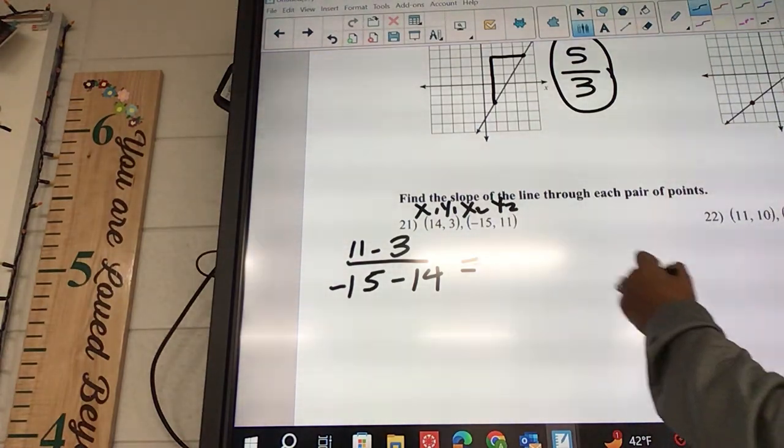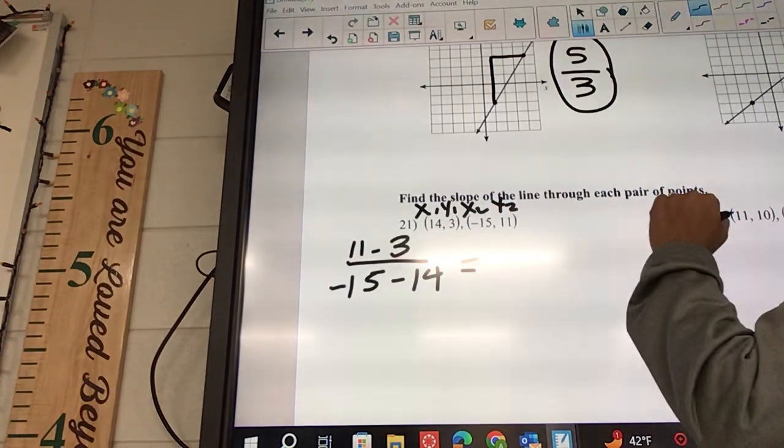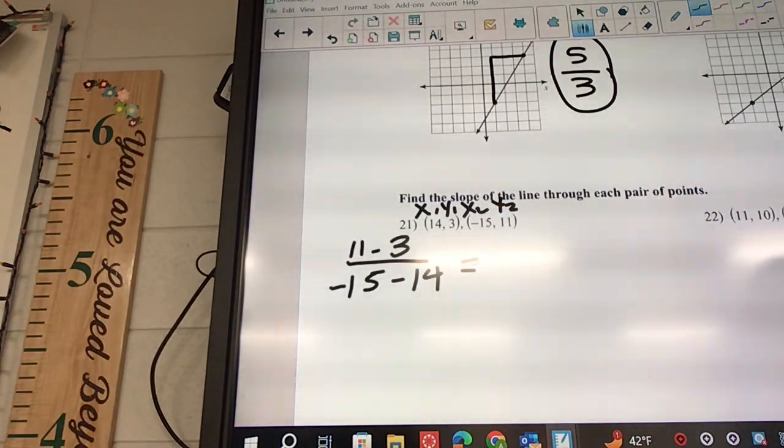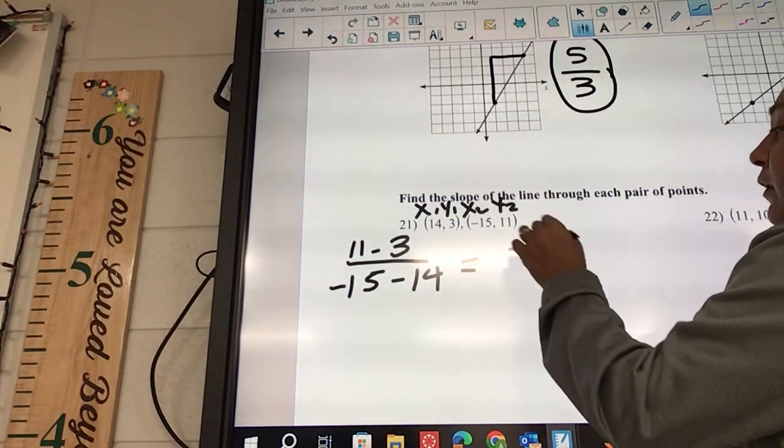8 over negative 29, which I think can be reduced, correct? I don't know, use a calculator, is what my answer's going to be. It's negative 8 over 29.